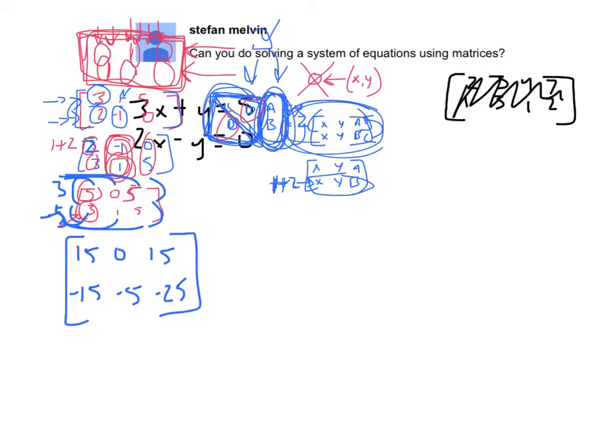Okay, now I've got it to where these two right here are opposites. So now I can add them together. Where do I want that 0 to be? I want it to end up right here. So therefore I'm going to add 1 plus 2 and put it on the bottom. So let's see, 15, 0, 15.